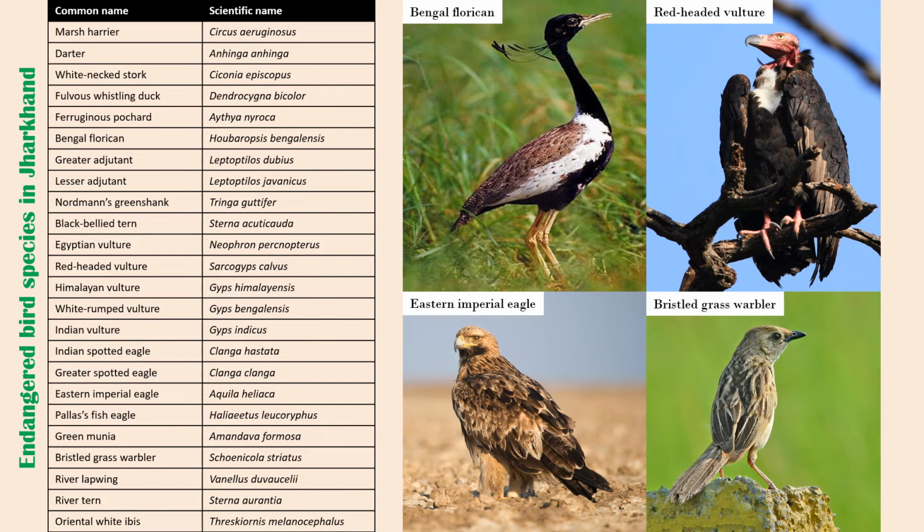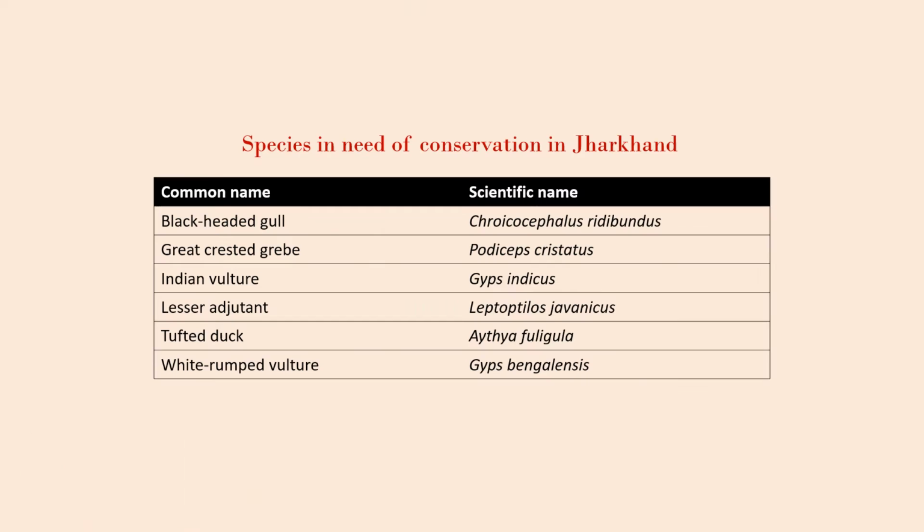Here are some endangered bird species in Jharkhand, like Bengal florican, eastern imperial eagle, red-headed vulture, Bristled grassbird, marsh harrier, darter, white-necked stork. So these are some endangered bird species that we found in Jharkhand.